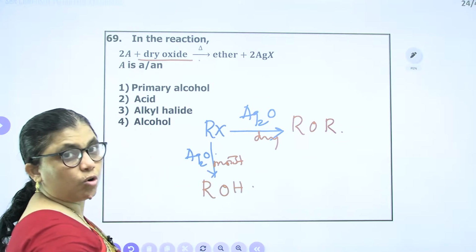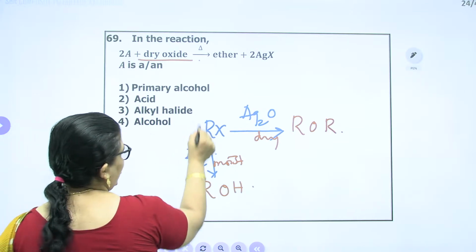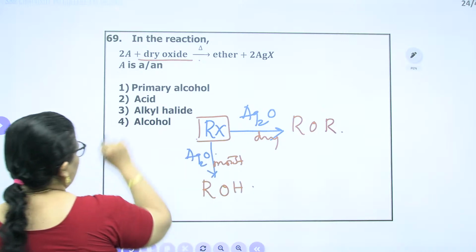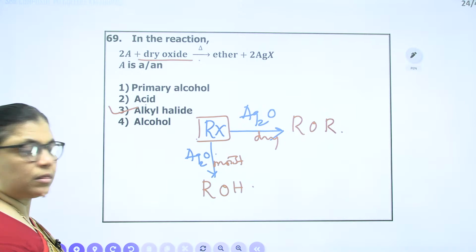They are asking the question, what alkyl halide? They are asking the question related with this. Therefore, the answer is alkyl halide. Question number 69, third answer.